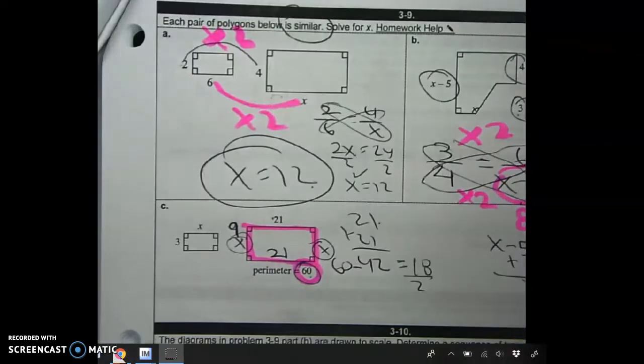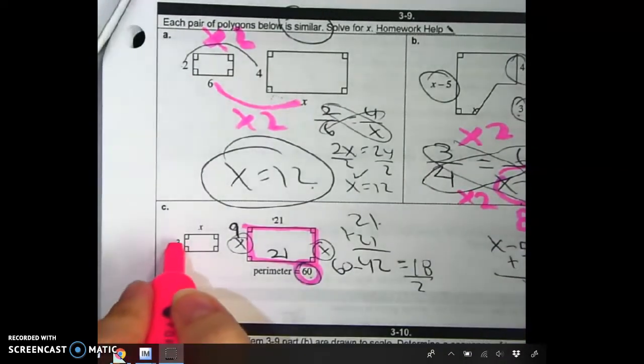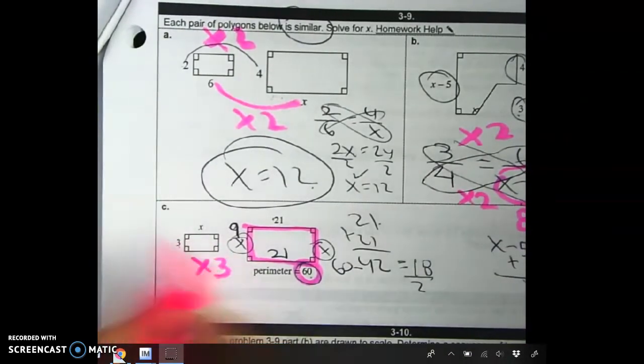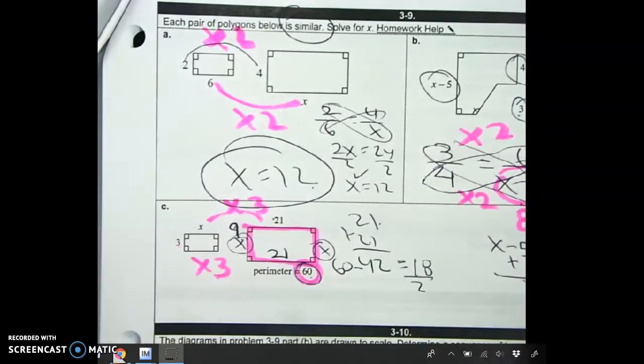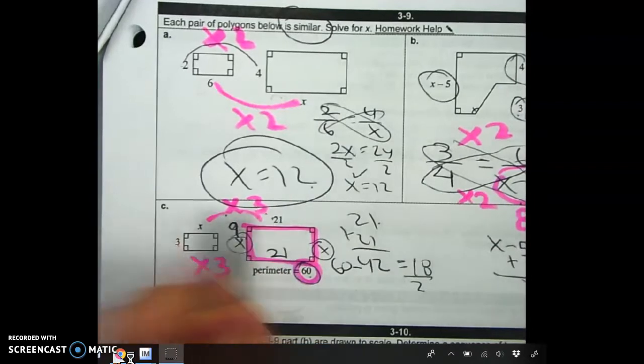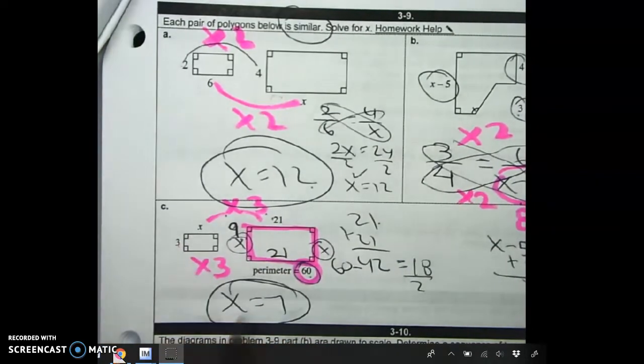And now I go, okay, this from 3 to 9 is times 3. So that means from here to here, it's also times 3. So what times 3 is 21? And that's 7.